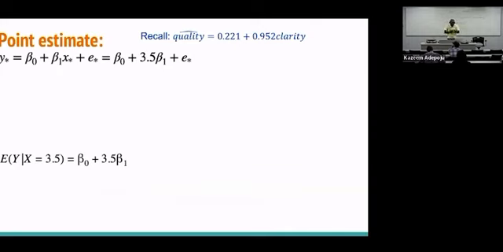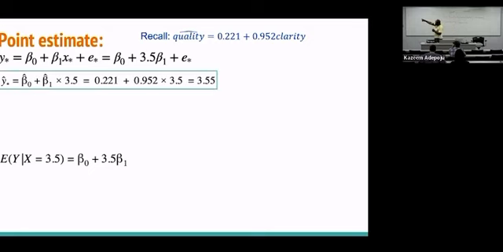Now I want to go into point estimate. I want to make use of the model. I want to show you how we estimate the individual one and how we estimate the average one. Of course, I know the model for individual one. We actually include error, and the moment I know my beta naught and my beta one, my beta naught is 0.221 and my beta one is 0.952, which is the slope. All I need to do is to plug in the value, 3.5.